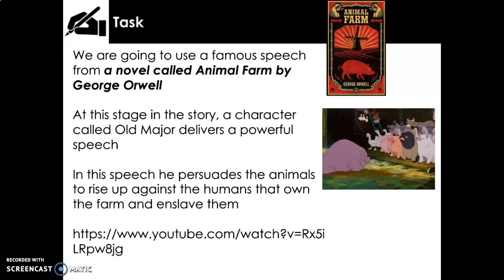And in this speech, he's persuading the other animals that it is time to rise up against the humans that own the farm and enslave them. So he's persuading the rest of the animals. He's trying to influence them with this striking and memorable speech to work with him to overthrow the humans, to turn against them and enslave the humans.